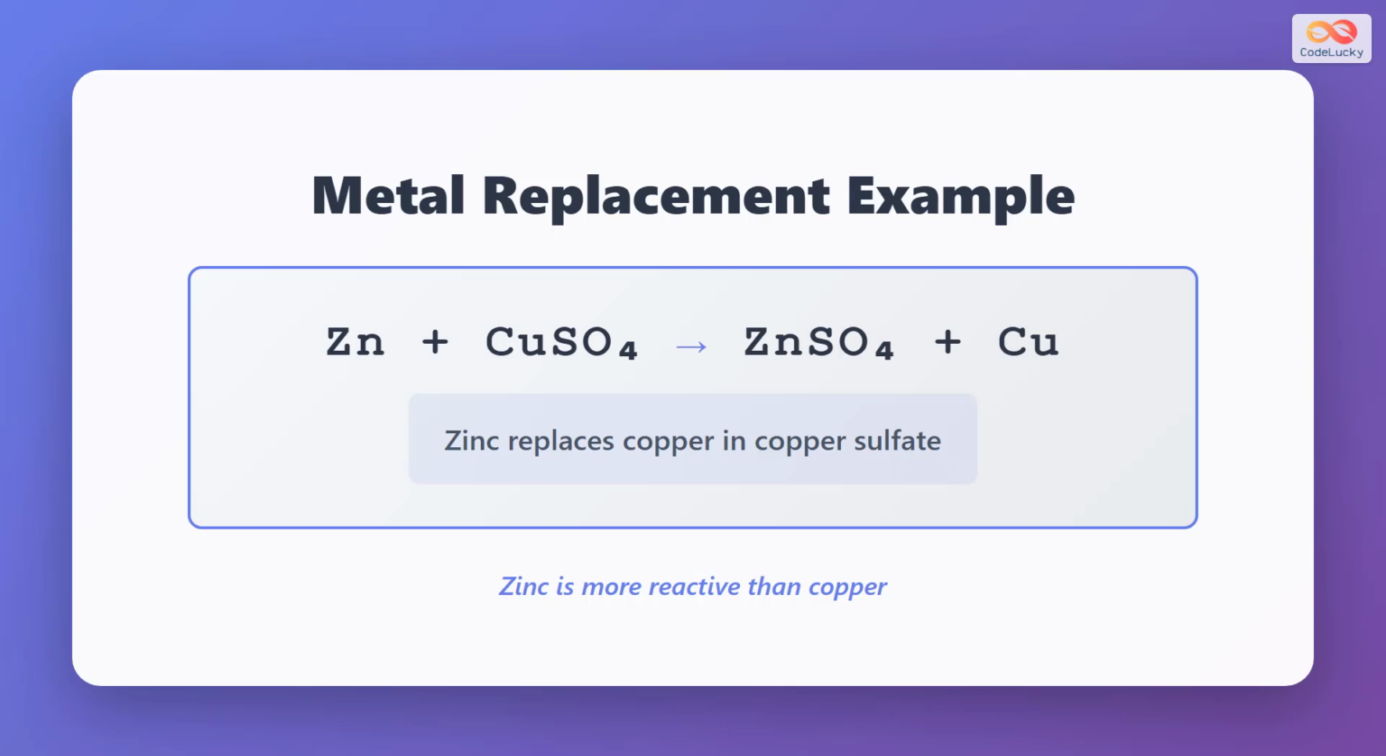Let's look at a metal replacement example. Zinc plus copper sulfate yields zinc sulfate plus copper. In this reaction, zinc is replacing copper in copper sulfate. The zinc atoms swap places with the copper atoms, forming a new compound called zinc sulfate and releasing pure copper metal. This reaction happens because zinc is more reactive than copper. The more reactive metal pushes out the less reactive one.